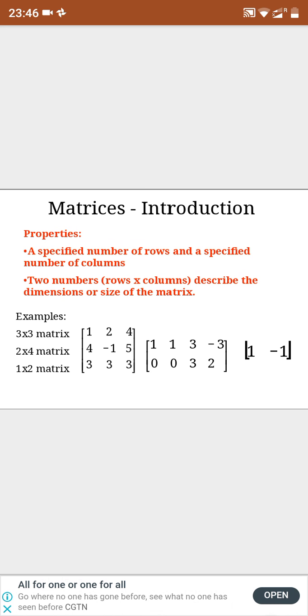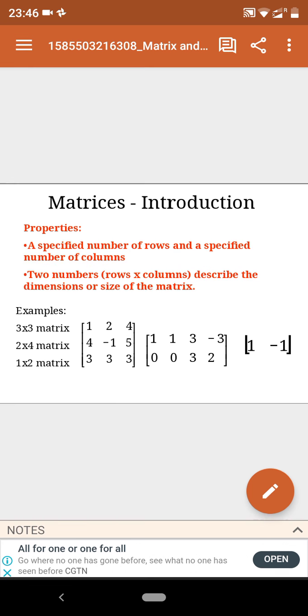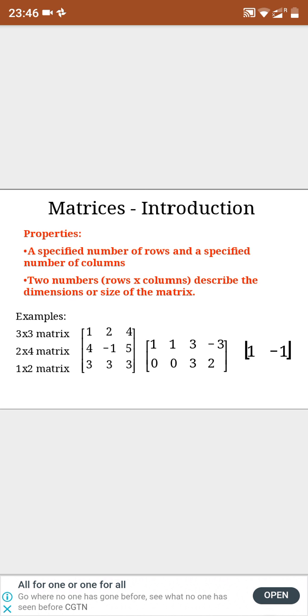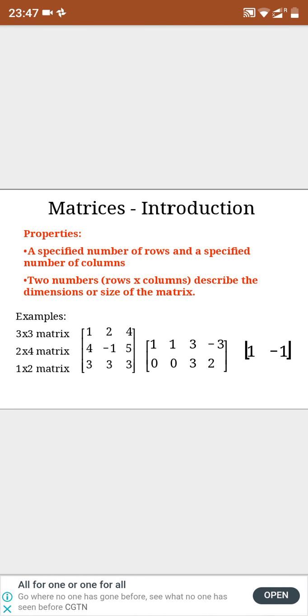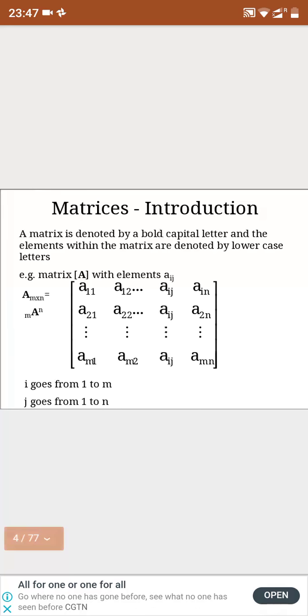The first thing we must know is that a matrix is a rectangular arrangement of elements. What we talk about is only real elements. And the second, what is the order of the matrix? Order is the number of rows into the number of columns. And if you take that product, it will give you the total number of entries or elements in the matrix.